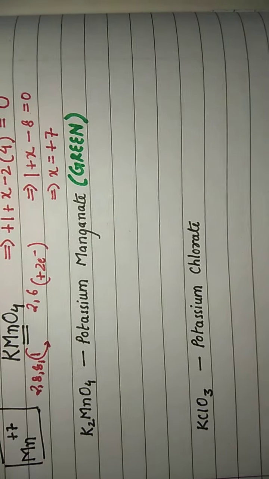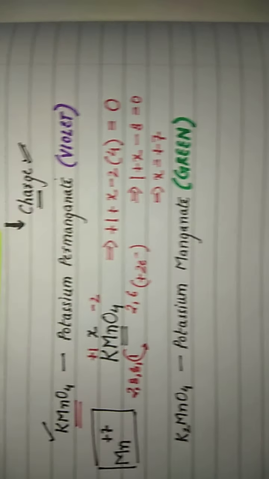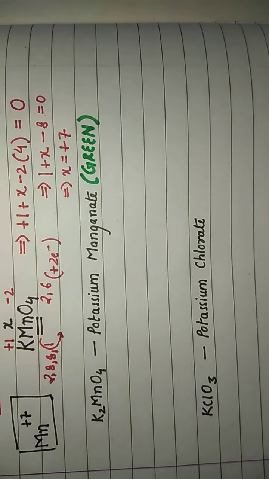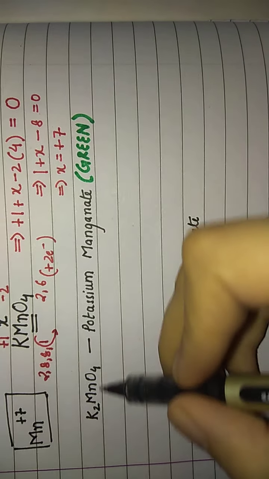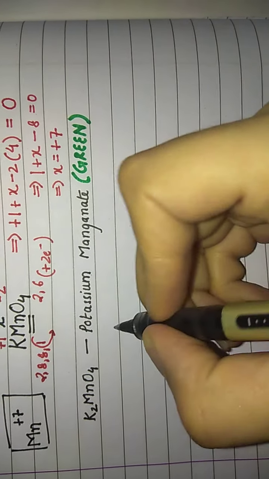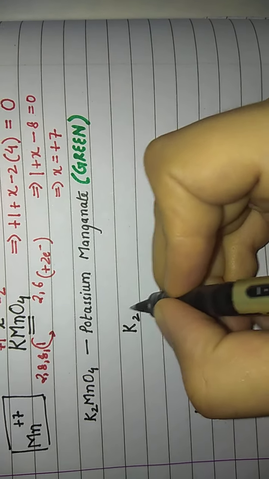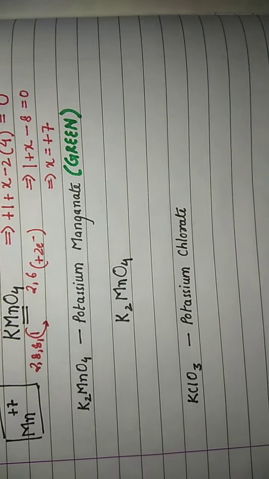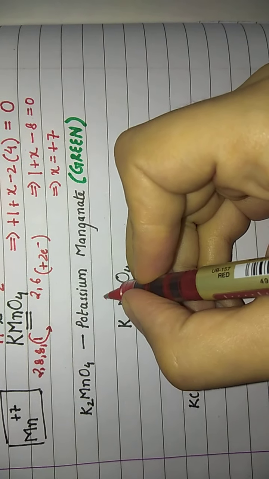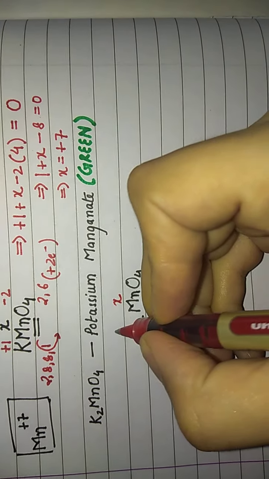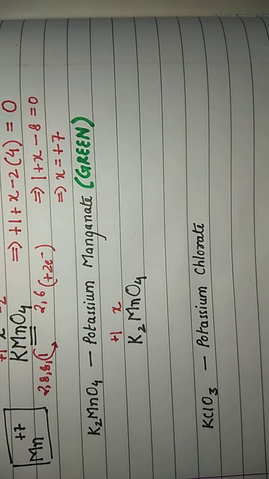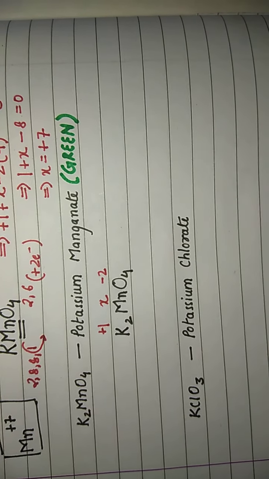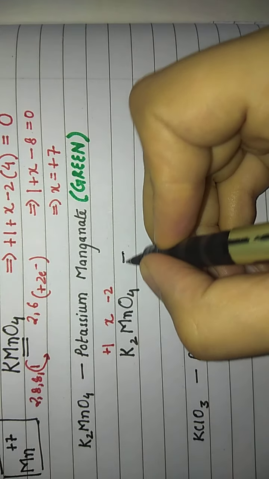Let us move to the next example, potassium manganate. Now, potassium permanganate is a violet colored compound, while potassium manganate is a green colored compound. The formula is K2MnO4. Again, if I ask you to calculate the oxidation state of manganese in potassium manganate, I will let the oxidation state of manganese be X. Potassium exhibits a charge of +1 and oxygen -2. Let us sum up these charges and make the final equation.